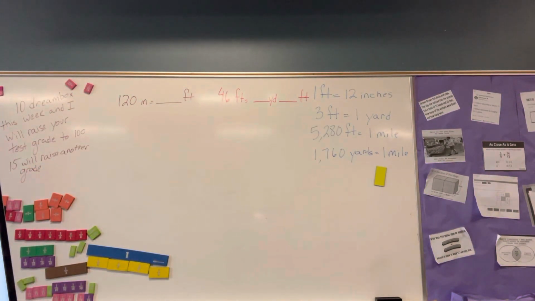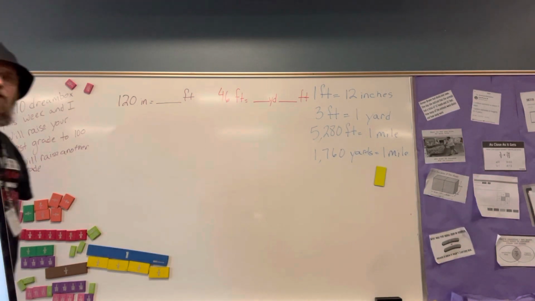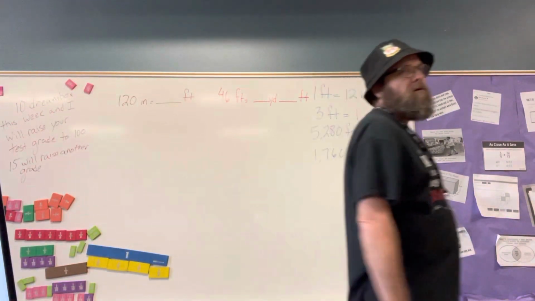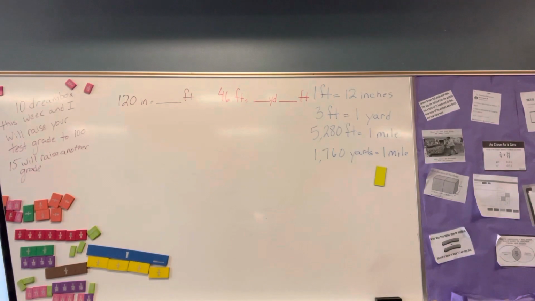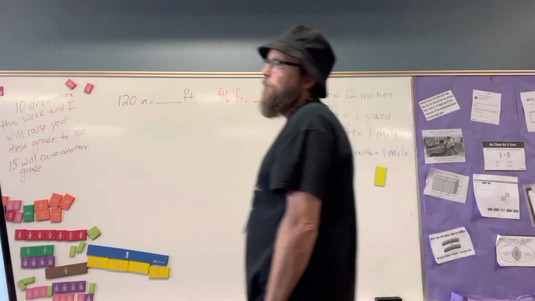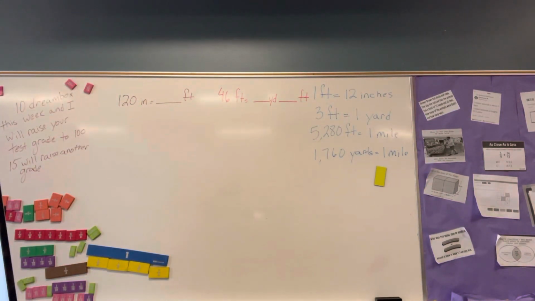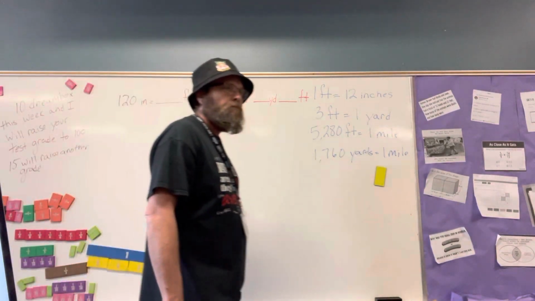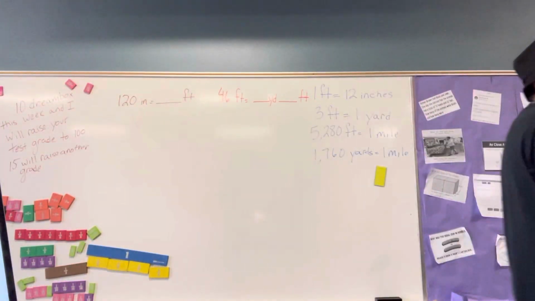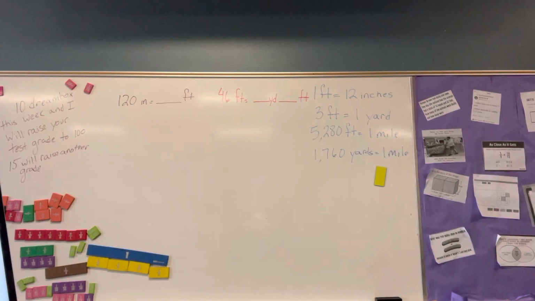We have finished our fraction unit. Now I'm still going to give you a billion fraction things, because obviously looking at the test, we still need to work on it. We're starting our measurement unit. We'll do customary, metric, perimeter, area, and volume. Most of which you should already know. It's fairly easy. We're going to start with customary measurement.